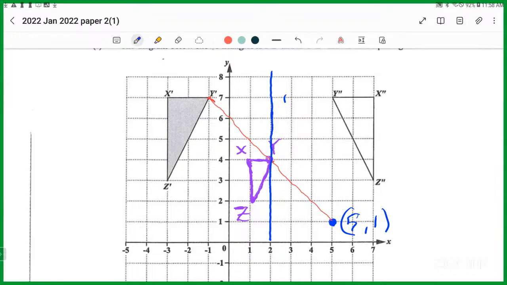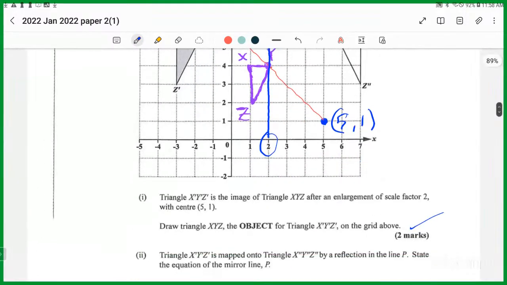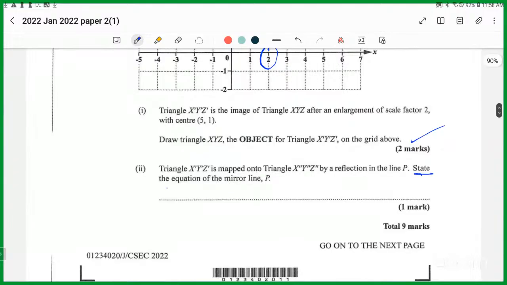A vertical line passing through 2 is x equals 2. That's the mirror line, x equals 2. And that's what I wanted. State the equation of the mirror line P. x equals 2 is that line.